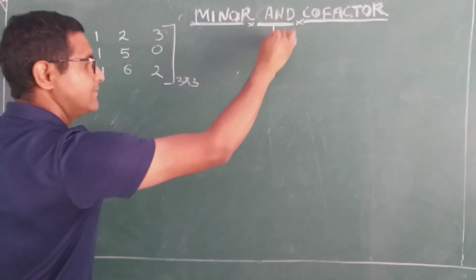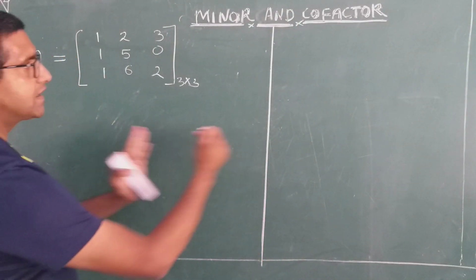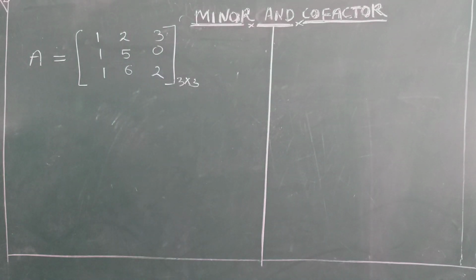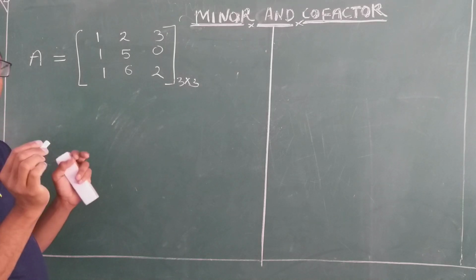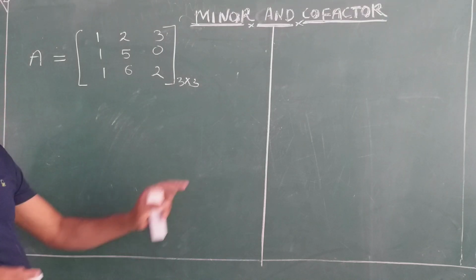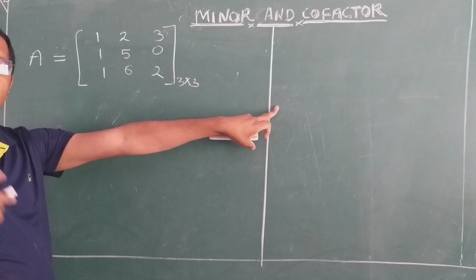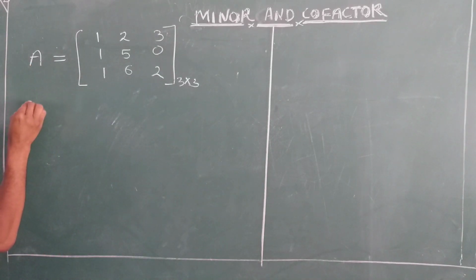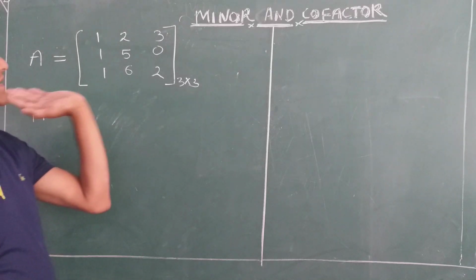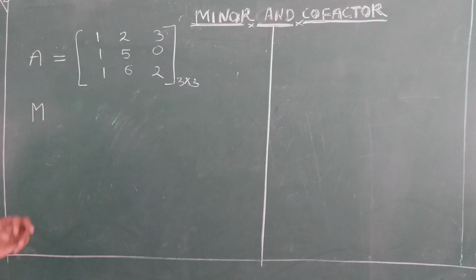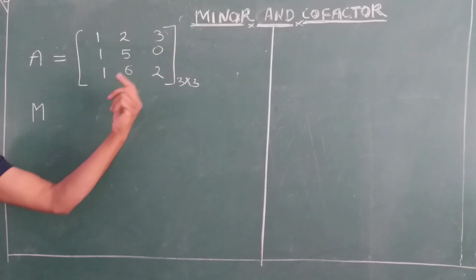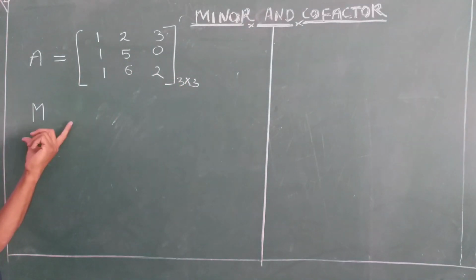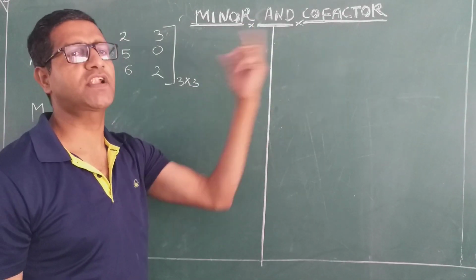Okay, this part is for minor and this is for cofactor. You must know that minor will be denoted by capital M and cofactor we can denote by capital A or C, your choice. Now, how many minors of this 3 by 3 determinant exist? Equal to the number of elements. 3 3s are 9, so 9 minors exist and in the same way 9 cofactors exist.